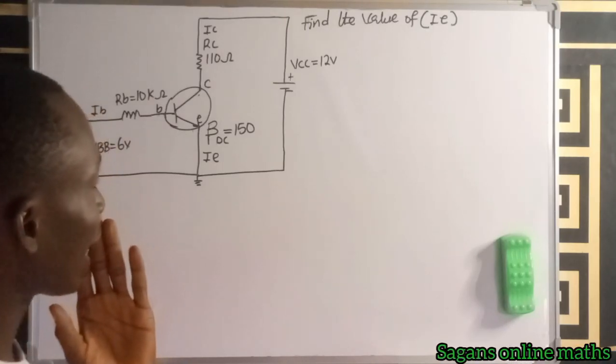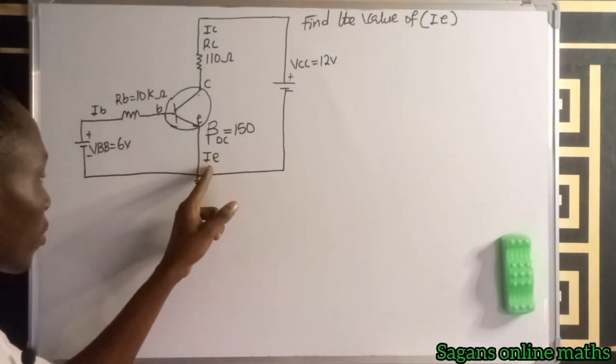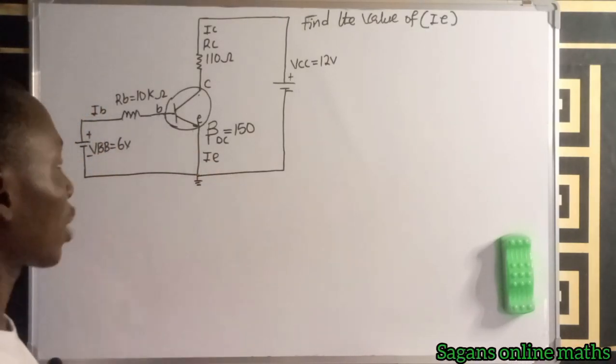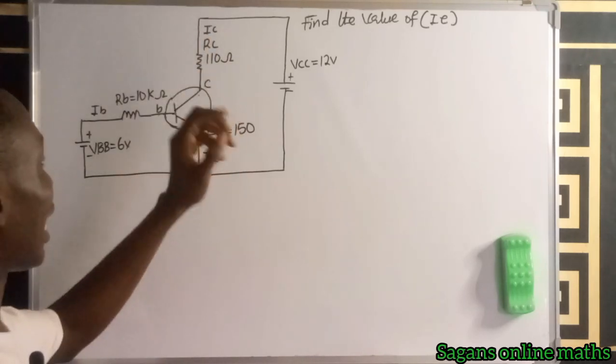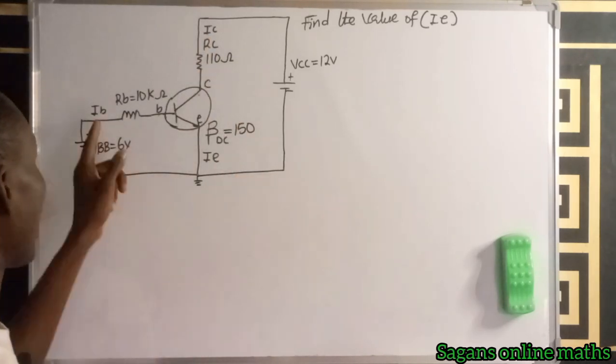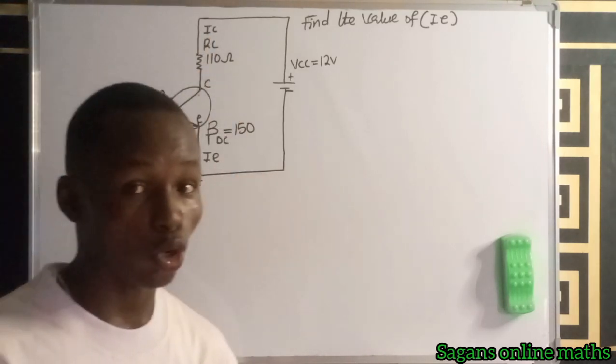We are asked to find what? IE. This IE you're seeing simply means emitter current. Look at IC. IC means collector current. Look at IB. IB means base current.